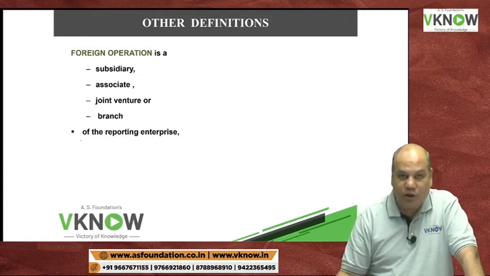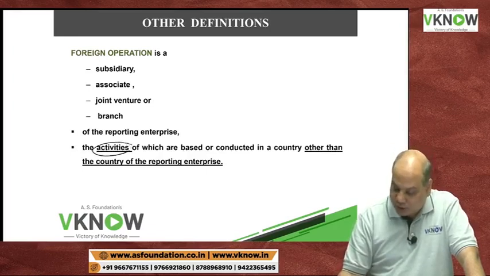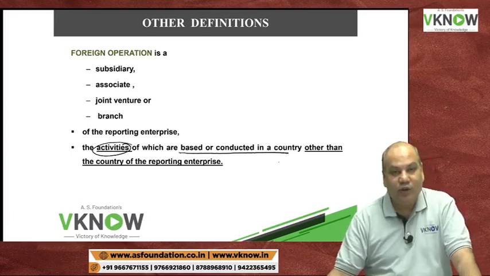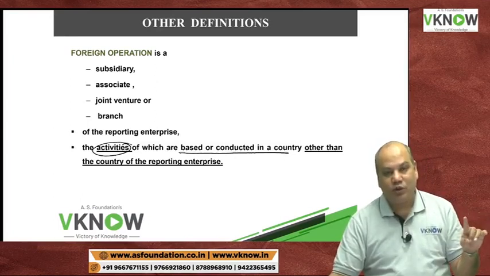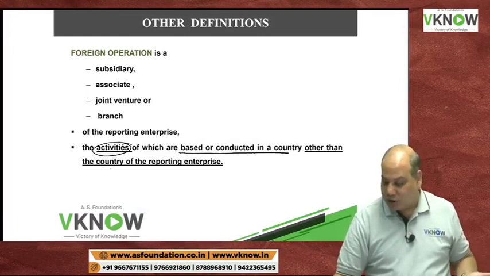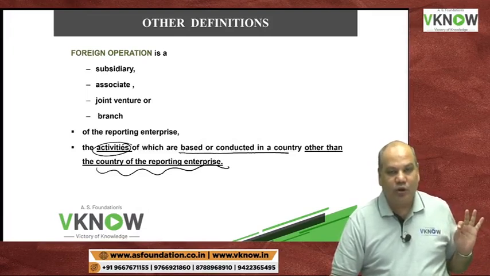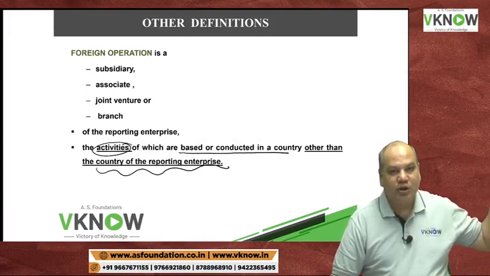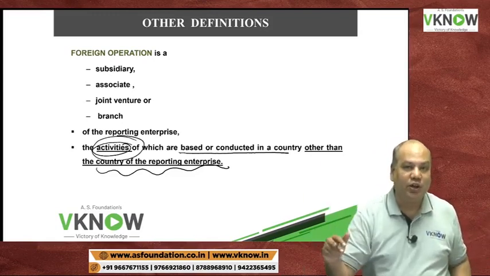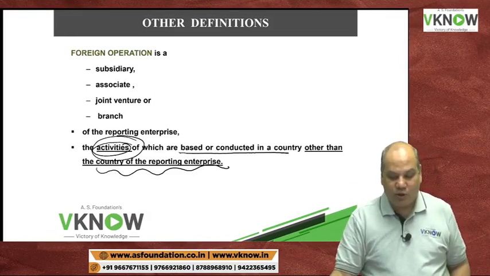So foreign operation can be a subsidiary, associate, joint venture or branch of the reporting enterprise whose activities are based or conducted in a country other than the country of the reporting enterprise. So what is important is their activity must be conducted outside India. It is not mandatory that they must be registered outside India, but their activity must be conducted outside India from the Indian company's point of view.